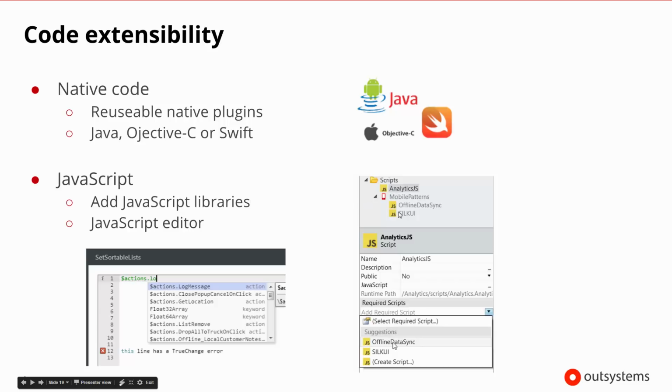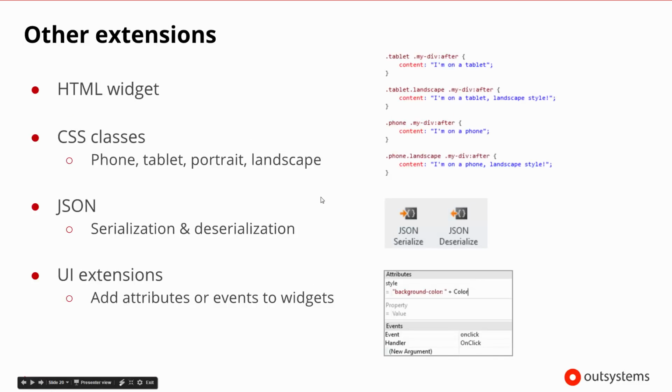So we can add JavaScript libraries for any types of information that we need, and then if we're working with those libraries and we need to edit some things, there's now a special JavaScript editor that has things like autocomplete and other things inside of it that make it really fun and easy to work with. There are also a number of other extensions. We have a new HTML widget that will let you create specific HTML components. We have CSS classes that will detect whether or not you're on the phone or the tablet and whether it's in the portrait or the landscape orientation.